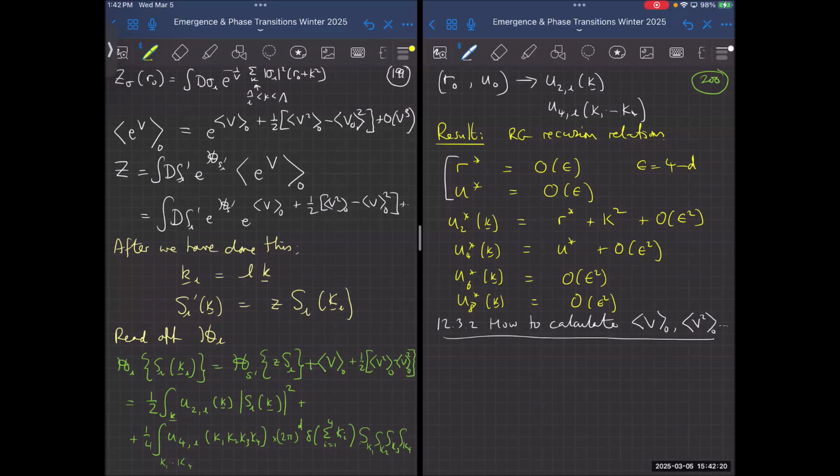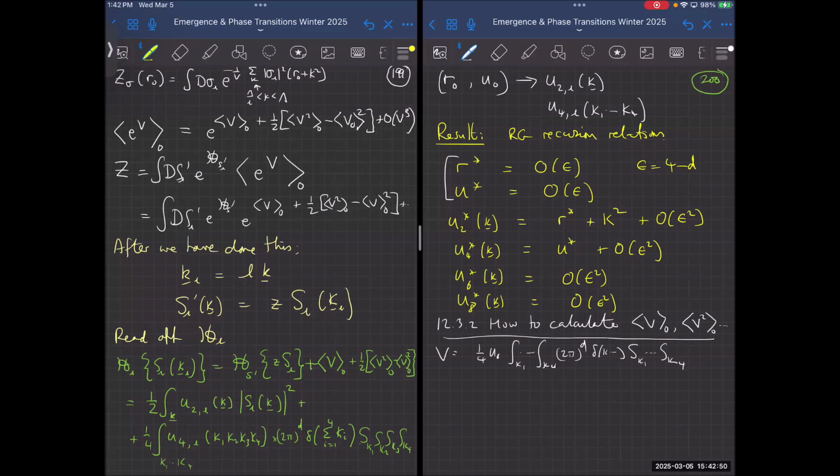these cumulative terms. Okay, so let's have a look at the structure. Remember that this V is defined as 1/4 U0, and then I've got K1 up to K4. Then I have my momentum conserving delta function, like so, and then I have S of k1 up to S of k4.